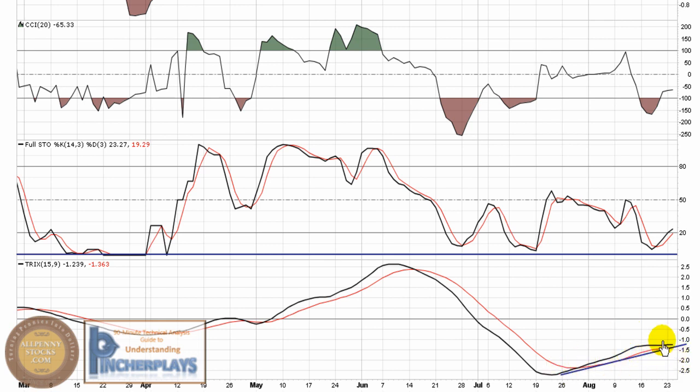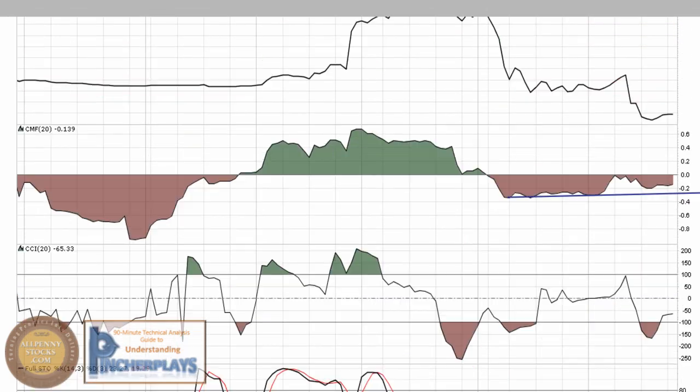Position of the tricks is pretty nice with an uptrend towards zero. That's one of the tricks' main goals: to trend towards zero and break through zero. That's where you look for more strength to the chart, more positive direction for it.